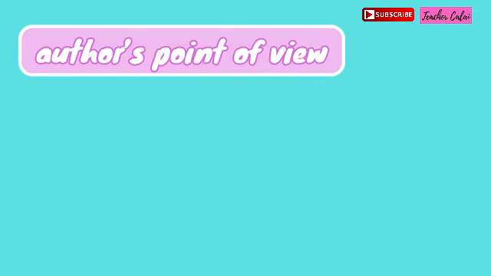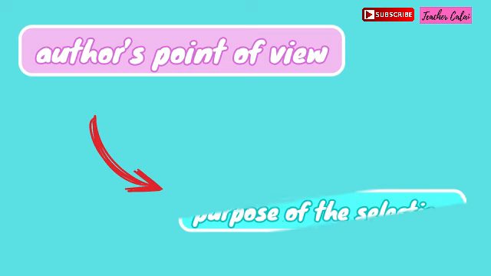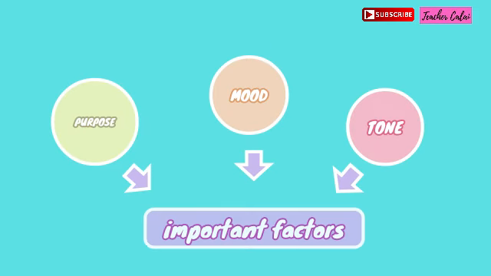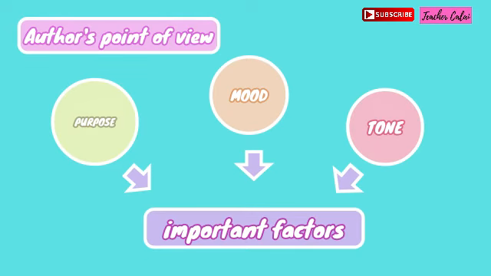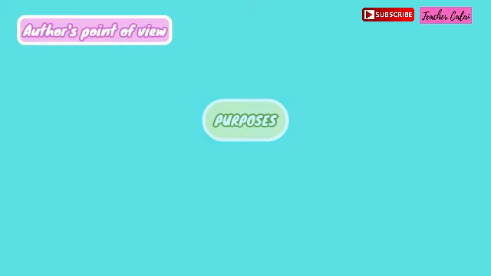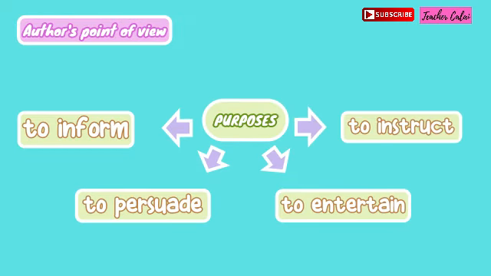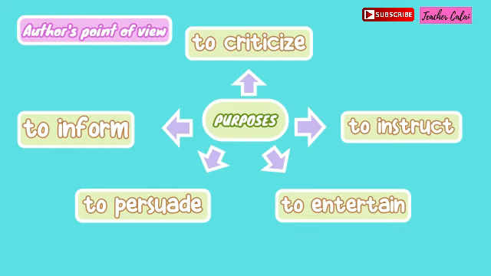So once again, in a story or any literary piece, the author's point of view is reflected on the purpose of the selection. In determining the author's purpose, mood and tone are important factors to consider. The other purposes of the author are to inform, to persuade, to entertain, to instruct, or to criticize.